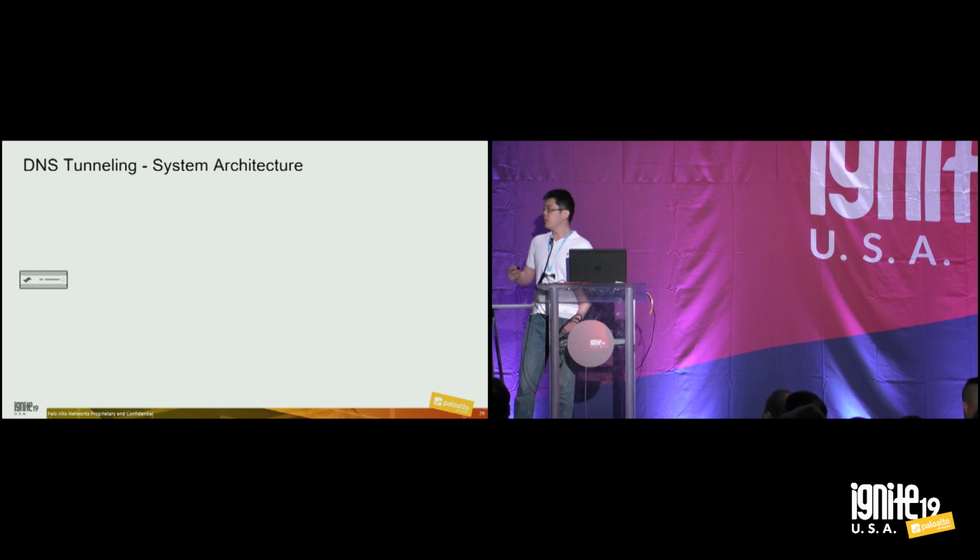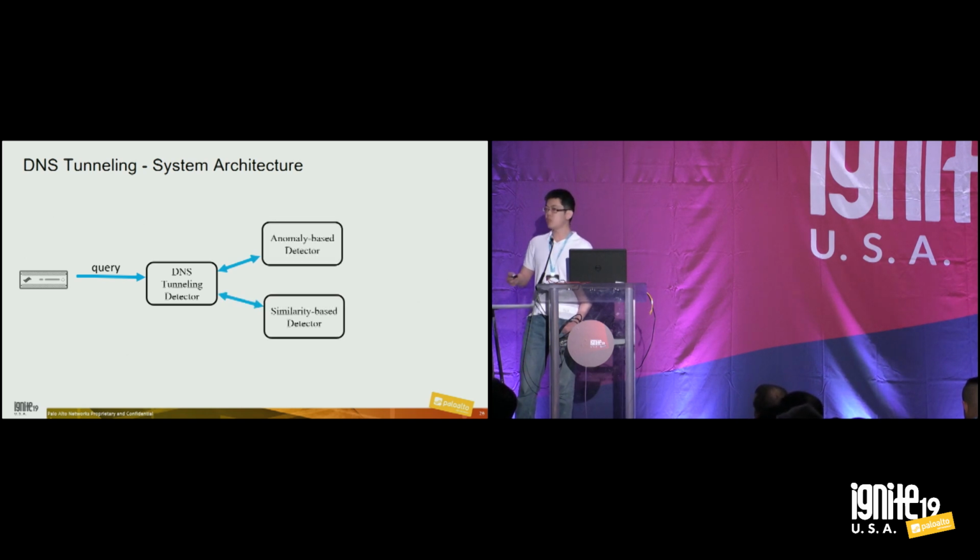So now let's have a look at the architecture of our DNS tunneling detector. When a DNS query is received, it will be dispatched to the anomaly-based detector and the similarity-based detector simultaneously. The DNS query is detected to be DNS tunneling as long as one of the two detectors considers it to be tunneling.